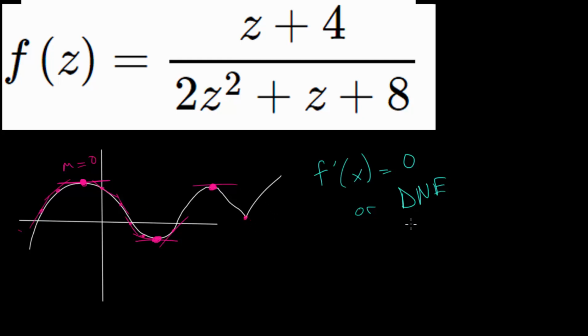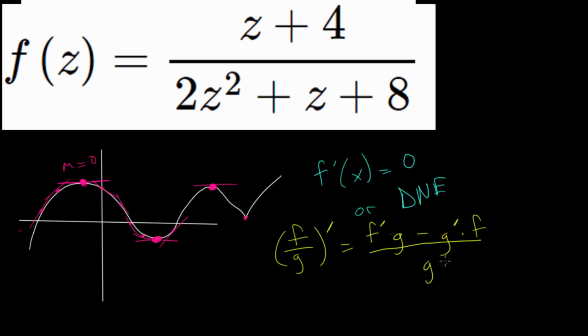Now that we have an idea of what a critical point is, we just need to find the derivative of this function. Since we have a quotient, we can use the quotient rule. If we have a function f over g, where f and g are both functions themselves, the derivative is equal to the derivative of the numerator multiplied by the denominator function. From there, we subtract the derivative of the denominator function multiplied by the numerator function. And then all of this is divided by the denominator function squared.